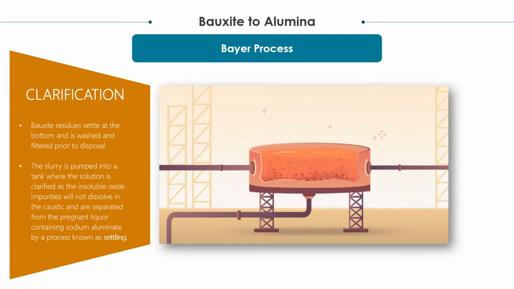Next is the clarification stage. Bauxite residue settles at the bottom and is washed and filtered prior to disposal. The slurry is pumped into a tank where the solution is clarified, as the insoluble oxide impurities will not dissolve in the caustic and are separated from the pregnant liquor containing sodium aluminate by a process known as settling.